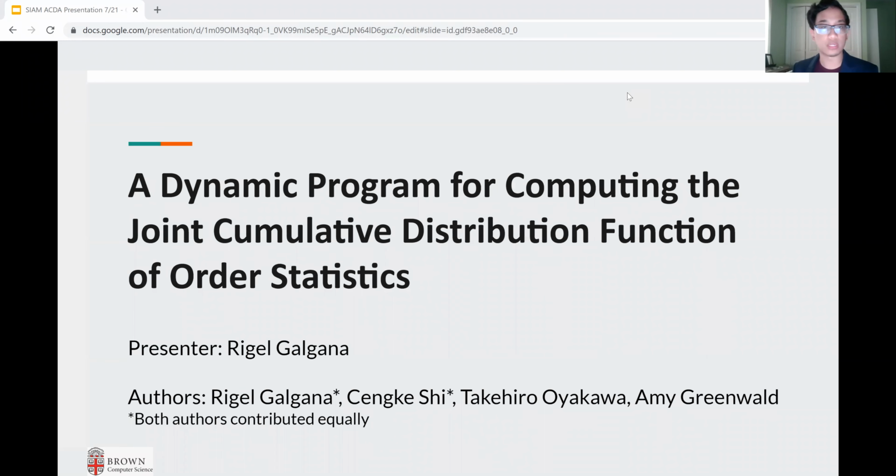Hello everyone, my name is Rigel and today I'll be presenting a dynamic program for computing the joint CDF of order statistics. My collaborators are Cengke, Takehiro Oyakawa, and Professor Amy Greenwald, all from Brown University.